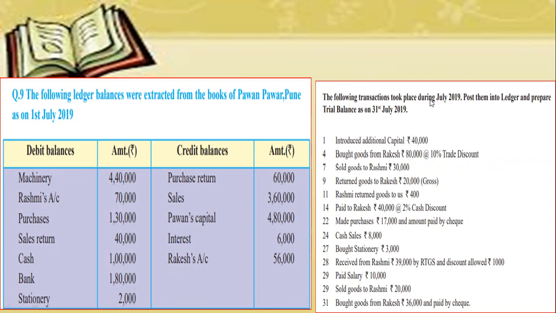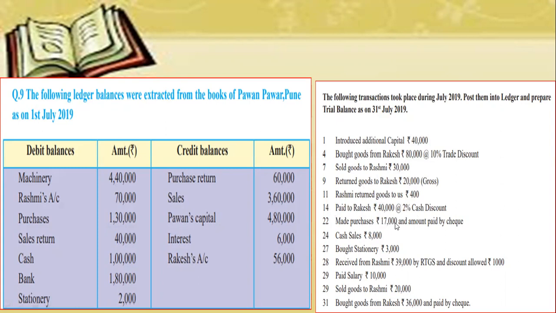The following transactions took place during July 2019. Post them into ledger and prepare trial balance as on 31st July 2019. First transaction, introduce additional capital rupees 40,000. Second, bought goods from Rakesh rupees 80,000 at 10% trade discount. Sold goods to Rashmi rupees 30,000. Returned goods to Rakesh rupees 20,000 gross. Rashmi returned goods to us rupees 400. Paid to Rakesh rupees 40,000 at 2% cash discount.